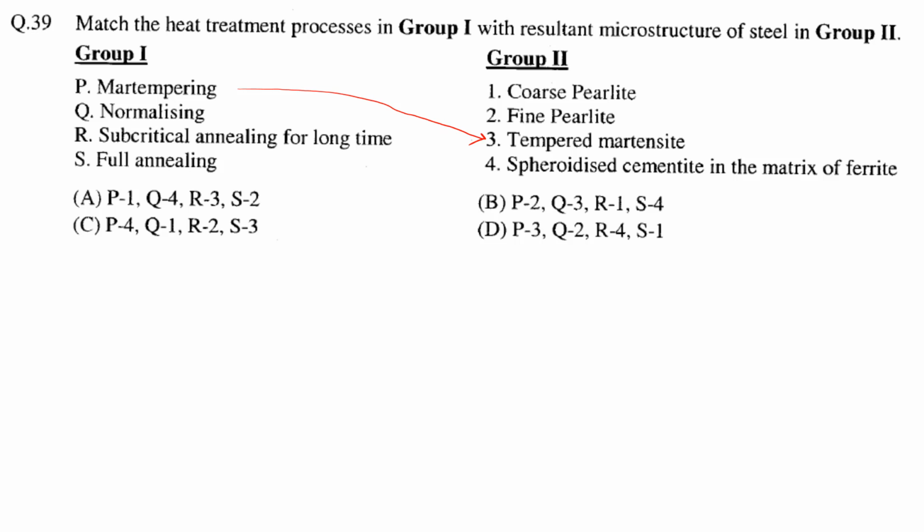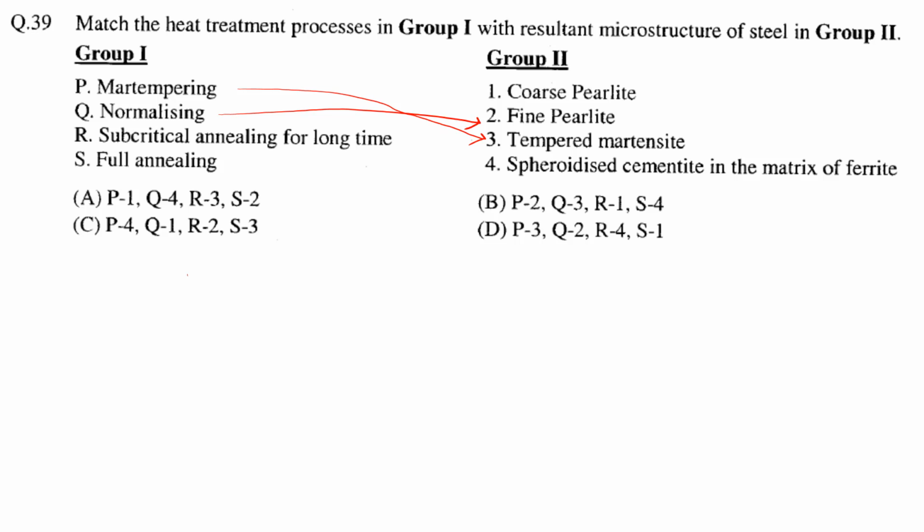Then we have normalizing. So in the case of normalizing, we get fine pearlite, somewhat finer in size, right? Because the cooling rate is slightly higher as compared to annealing, right? Okay, then subcritical annealing for long time.